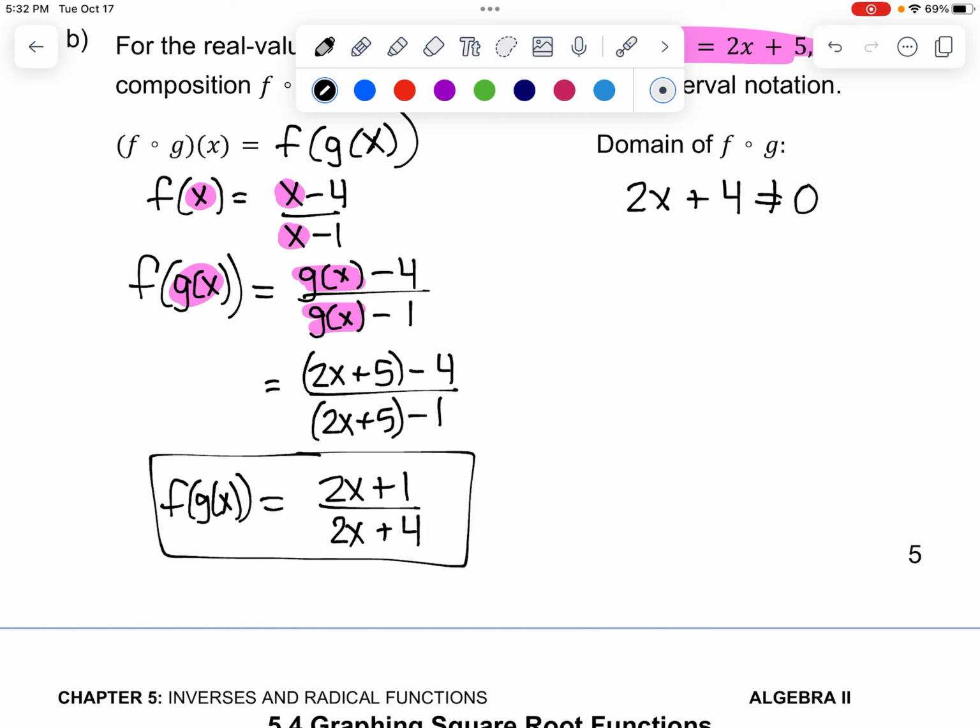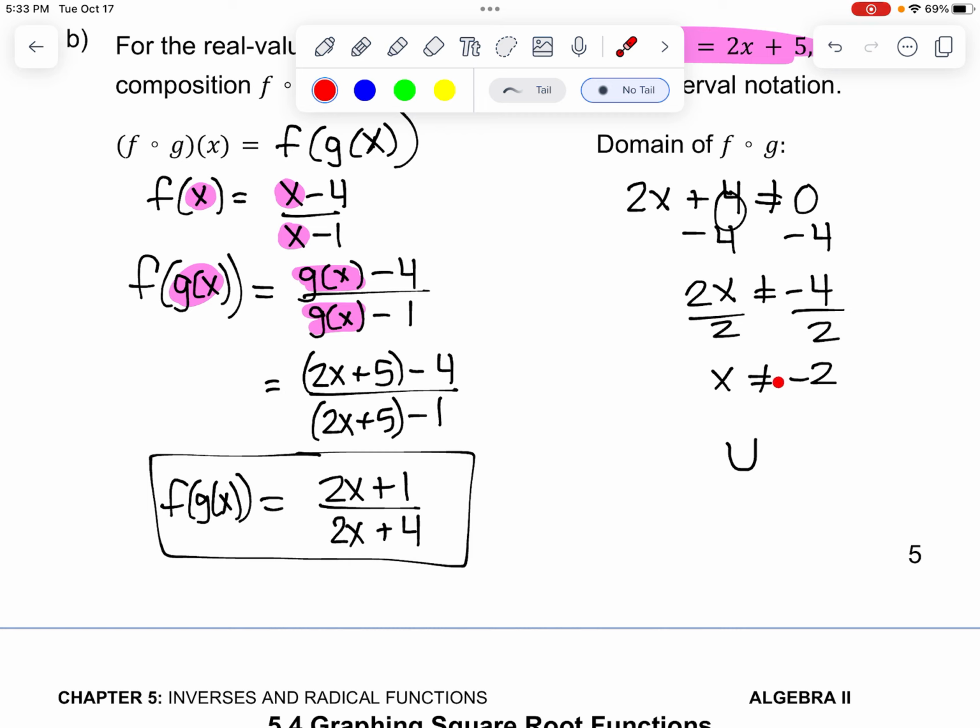So we want to figure out what value of x is not going to be included because it causes our denominator to be a 0. So if you solve this, subtract 4 over, we get 2x cannot equal -4, x cannot equal -2. Now, what this is saying is that every single x value works except -2. So when we write the domain in interval notation, this is where we're going to have a union because our gap is at -2. Every number before -2 works, every number after -2 works, but -2 doesn't.